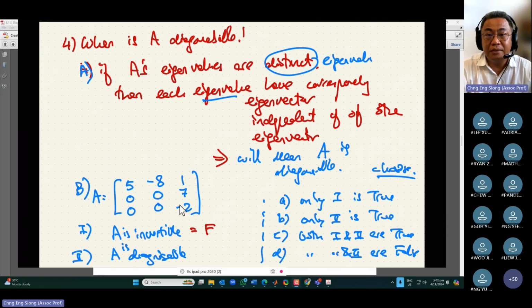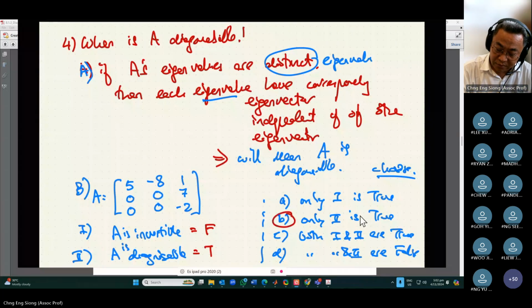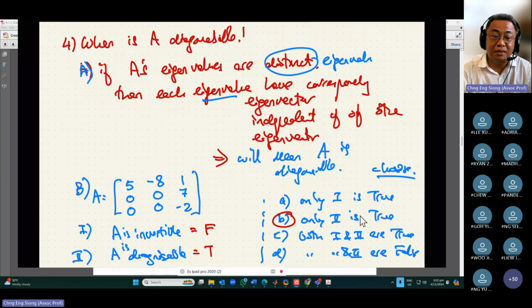Second question, is A diagonalizable? I just did this, right? Distinct eigenvalues, so 5, 0, minus 2. A is diagonalizable, true. So only 2 is true. So this is the correct answer. This is the type of questions that you will face in the quiz. It's non-trivial because you have to get everything right, and the selections are combinations of these statements, so there's no chance to guess. Okay?